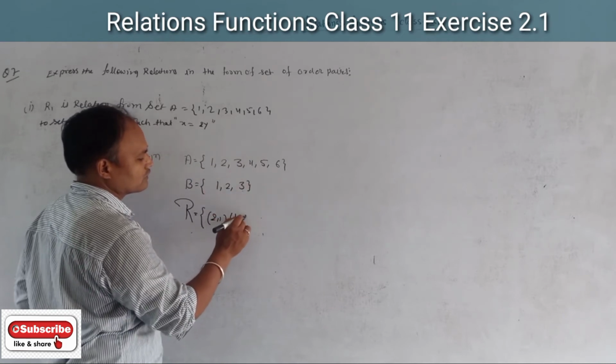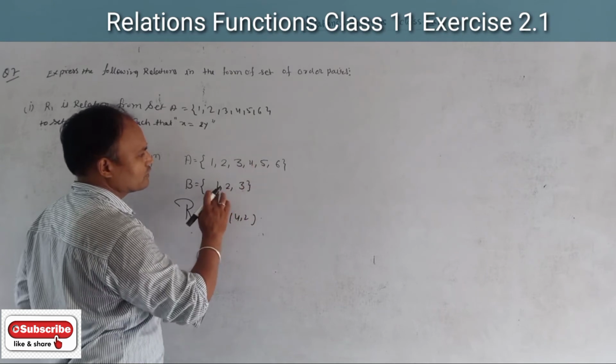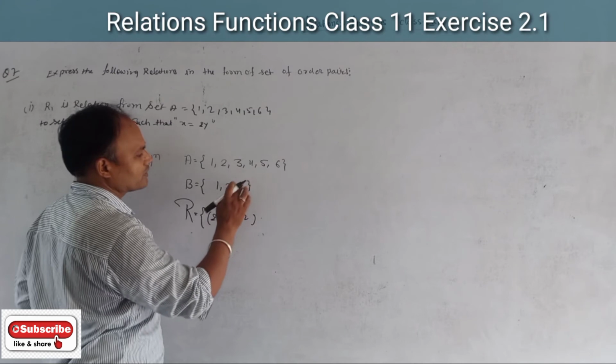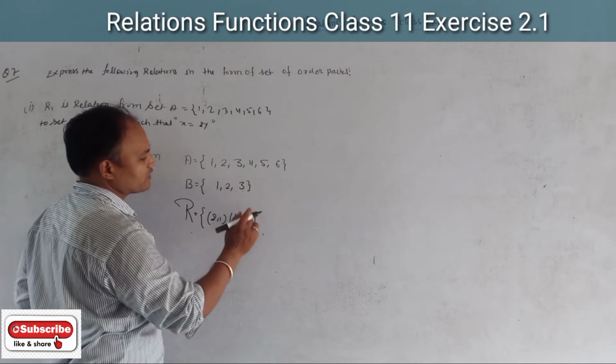Yeah. 4 is double of 3? No. 5 double of 1? No. 5 double of 2? No. 5 double of 3? No. 6 is double of 1? No. 6 is double of 2? No. 6 is double of 3?